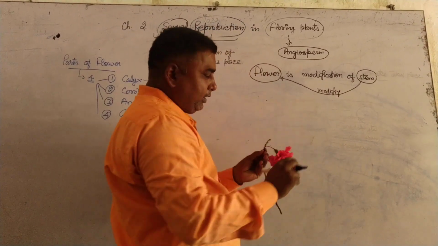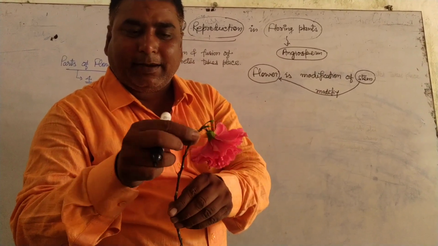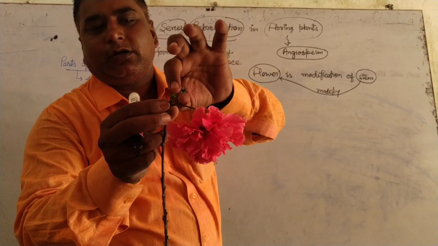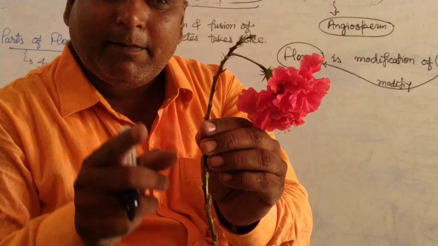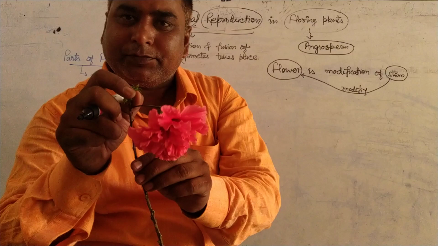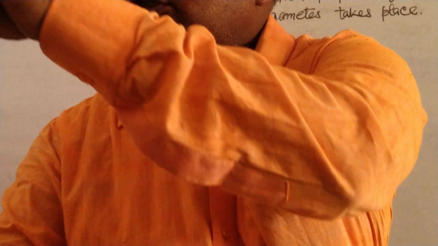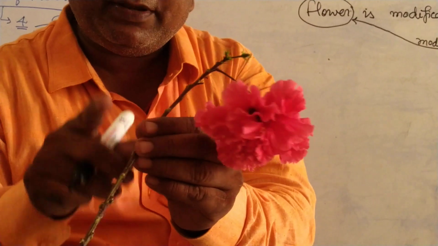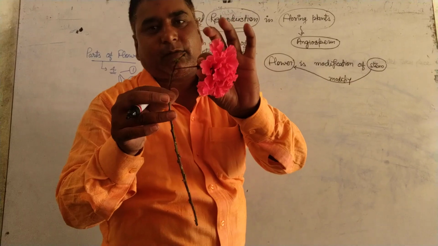Stem modified to form flower. Here you see, these are the stems, and the apex of the stem is the flower. Understood? You see here very carefully. Means the stem modified to form the flower. This is the bud. Okay? And this bud is also a modification of stem, and after maturity this bud forms this flower.